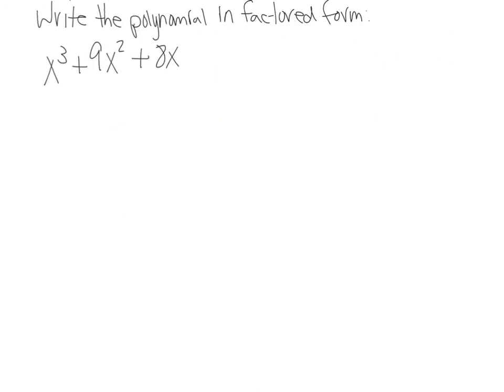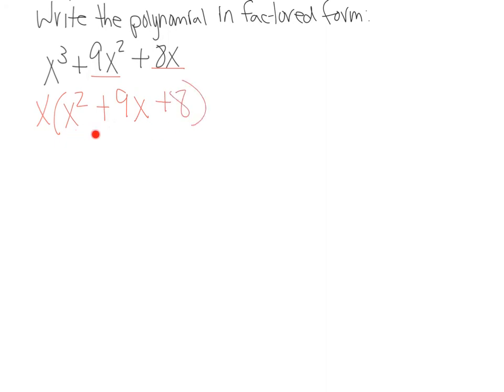Okay, for the next one, I'm writing the polynomial in factored form. So we need to start by factoring out any common factors. I want my greatest common factor. And it looks like the greatest common factor for these three, the only thing they really have in common is an x. It looks like I can only take one x out. So in parentheses, I write what's left over. So x to the third divided by x. If I take an x out of that, I have x squared. 9x squared, if I take an x out of that, I have 9x. And then finally 8x, if I take out an x, I just have an 8.